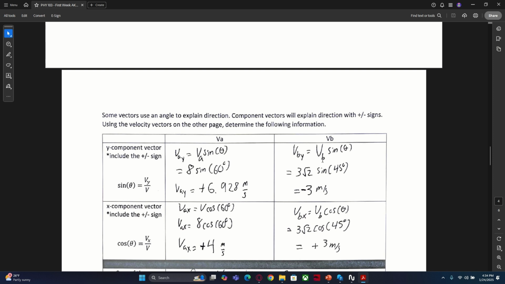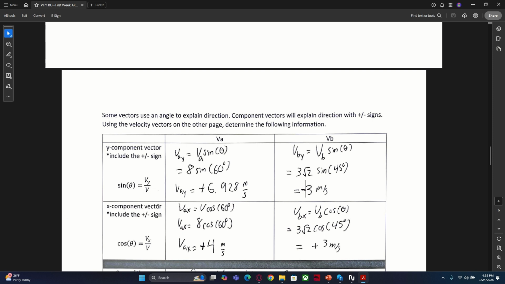And if we do that, we roughly get positive 6.928 meters per second for VAY and negative 3 meters per second for VBY. Essentially, the negative here, I didn't initially have it in the calculation, but I just added the negative sign afterwards just to keep the direction. If you just solve like this without adding that plus 1 or minus 1 at the end, that just gives you the magnitude. So just remember to include the sign of the direction in your final answer though.